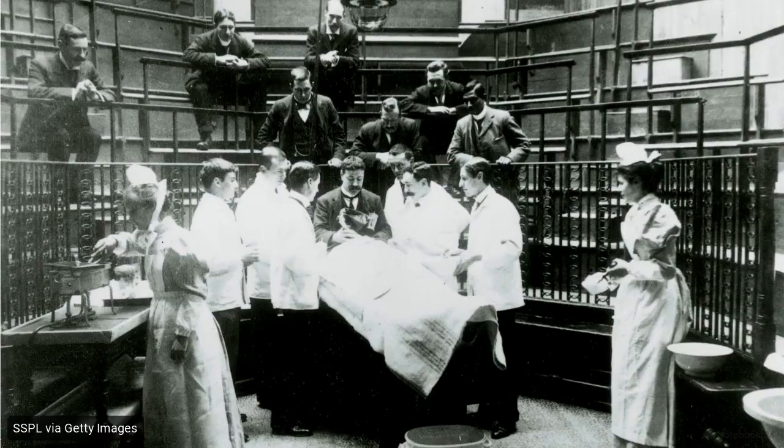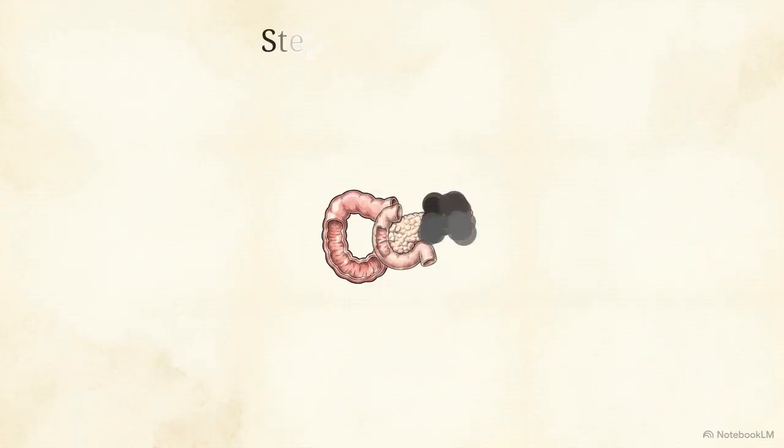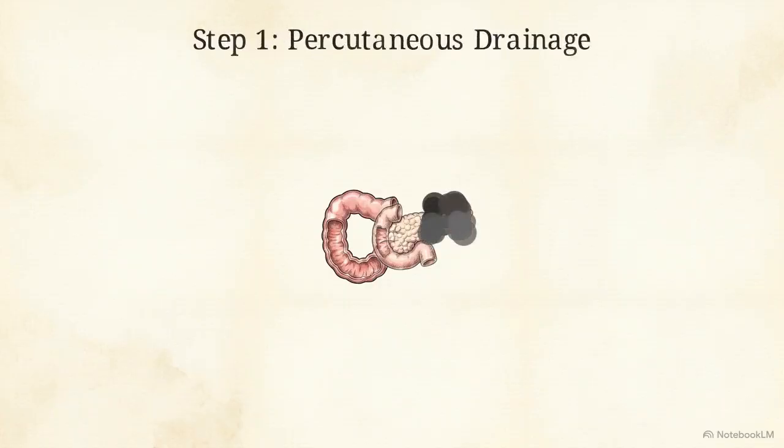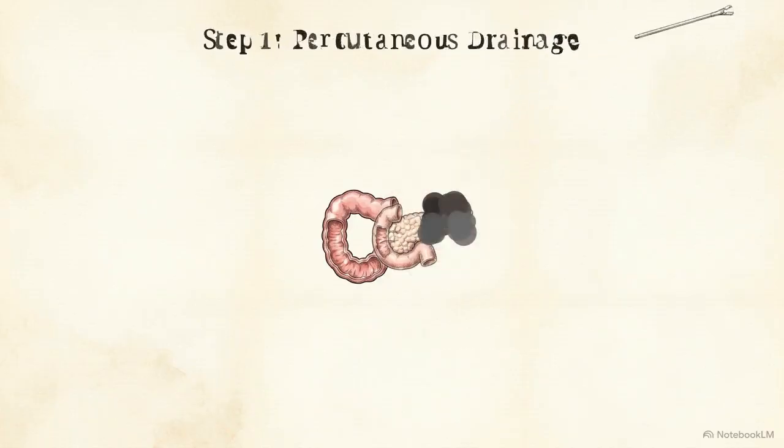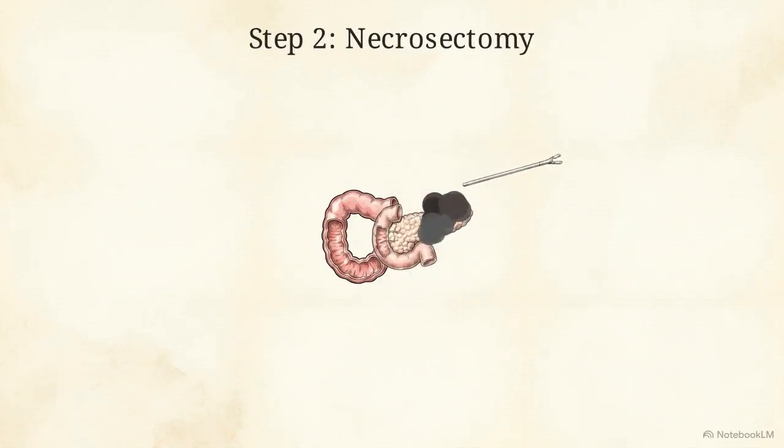This image of an early surgical theater reflects an era where operating on a highly inflamed retroperitoneal organ often did more harm than the disease. Today, the standard of care is the step-up approach. Step 1 relies on placing a percutaneous drain into walled-off necrosis under image guidance. We only proceed to Step 2, a minimally invasive or formal surgical necrosectomy, if sepsis persists despite adequate drainage.